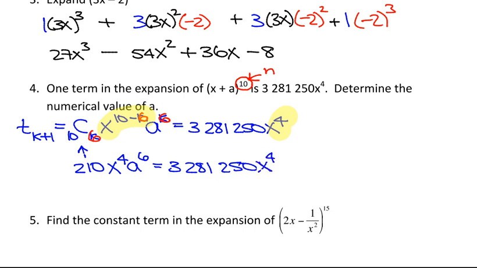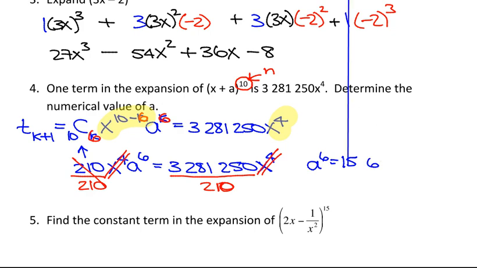Now you can see that on both sides I have an X to the 4, and because in this question I'm interested in the numerical value of A, I can divide both sides by X to the 4 and eliminate it from the question that I'm doing. Now, if I divide both sides by 210, I get A to the power of 6 is equal to, I hope you have your calculator ready, 15,625.